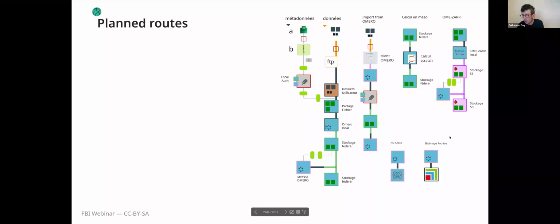Two routes are important. OME-Zarr is very important because it is very efficient for very big data: it's cloud native, it's chunked, so you can consume the data without needing a local copy. So that's super nice.